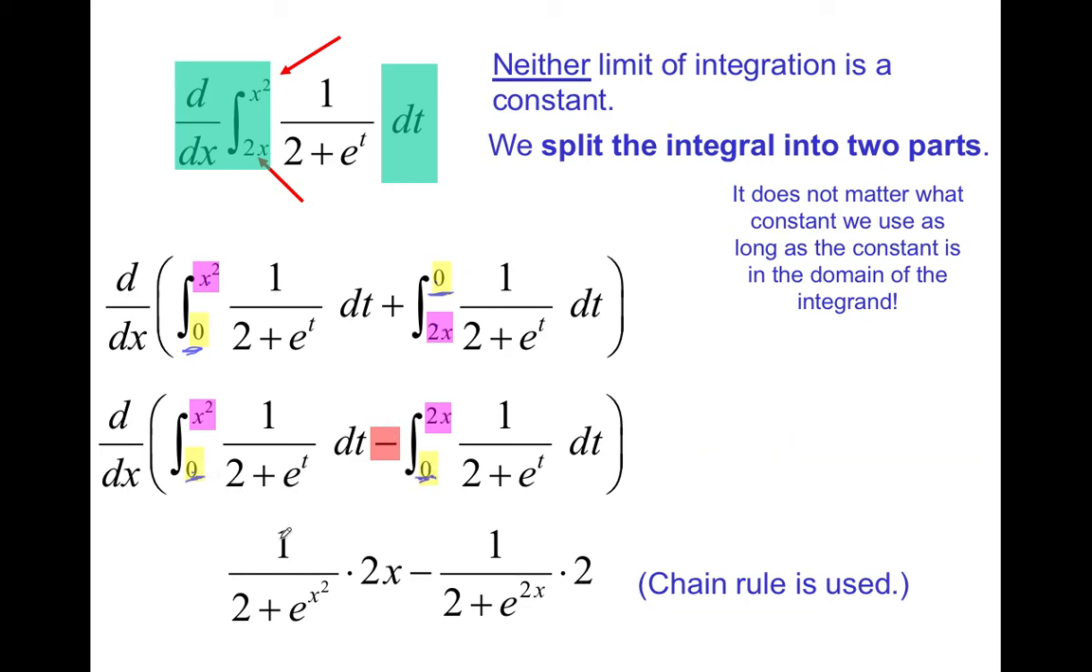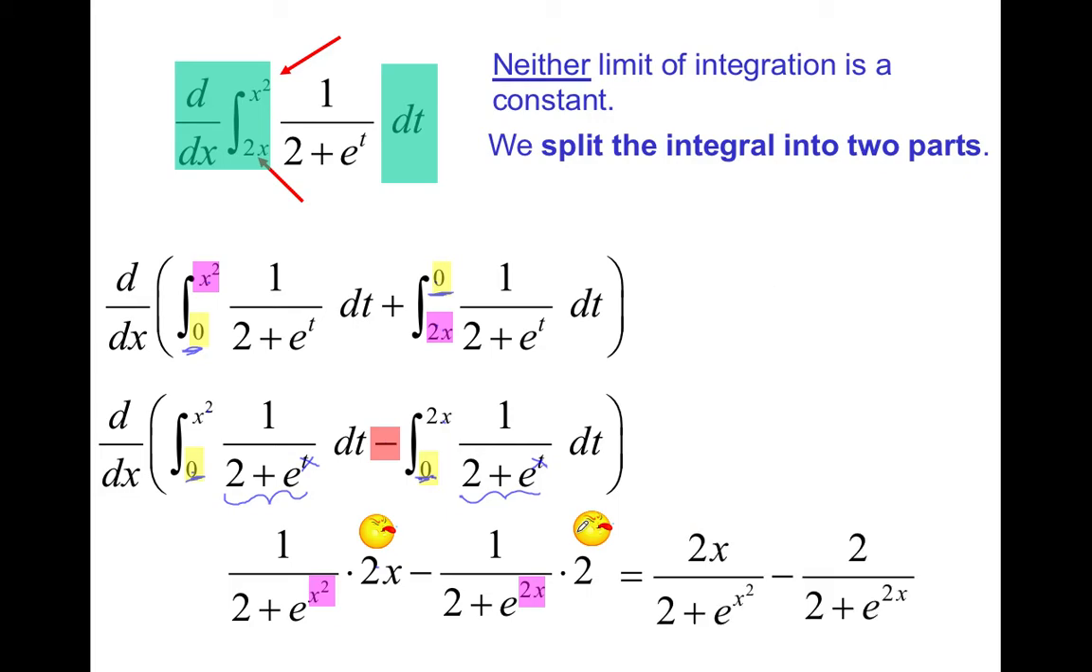Once I have the constant at the bottom, I'm going to copy the integrand over, replace the t with the upper limit of integration, spit out the derivative of the upper limit of integration. So see what I did there? Replace the t with the x squared, spit 2x. Replace the t with 2x, multiply by 2. Woot! Don't bother getting a common denominator. I'm all done with that.